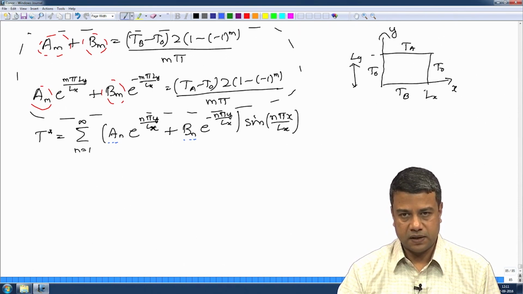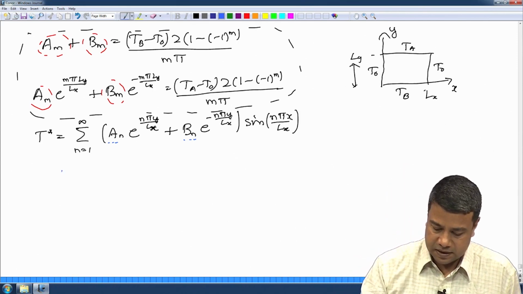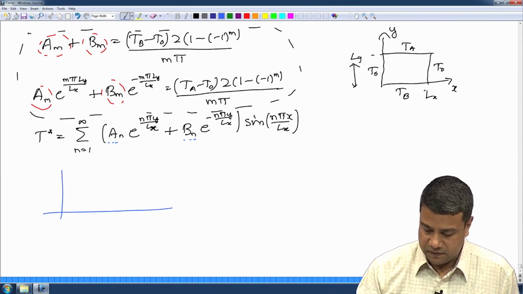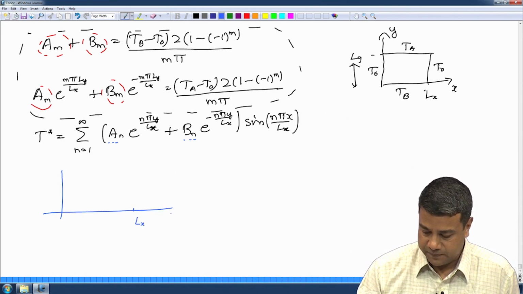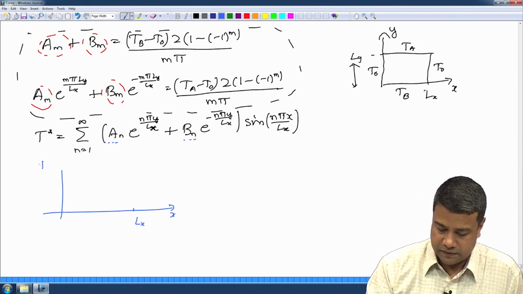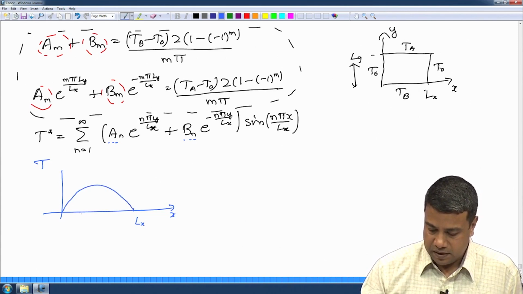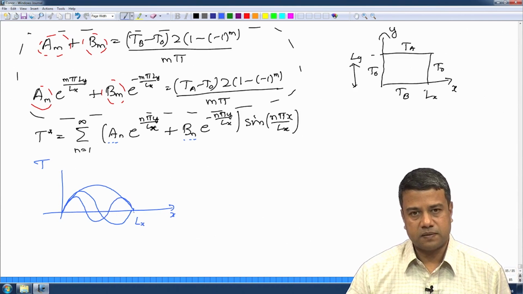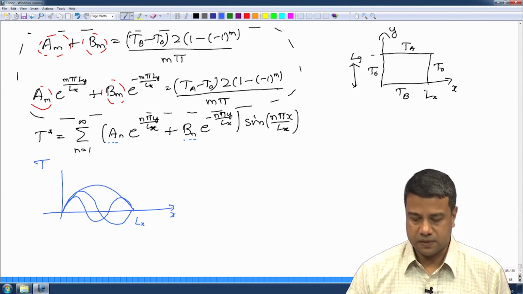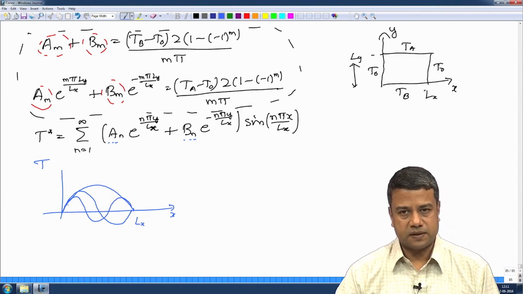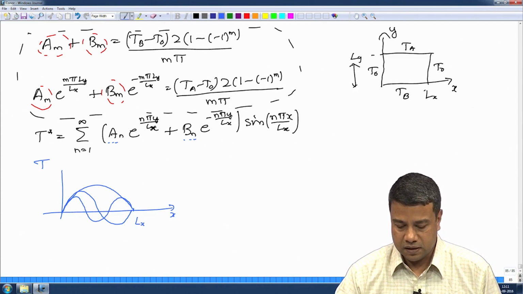y. Okay. So, basically what I have done is I have expanded the temperature field in the x direction in terms of sine functions, okay, 0 to Lx. Okay, in the x direction, the temperature field has been expanded in terms of sine functions, okay, because these are the basis functions, these are the natural solutions of the Laplace equation, okay, in a Cartesian coordinate system.